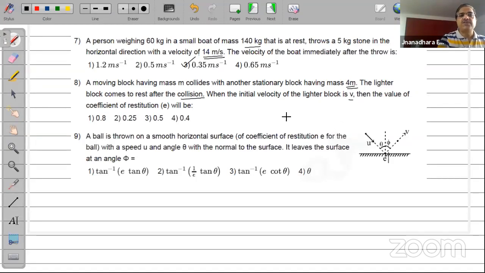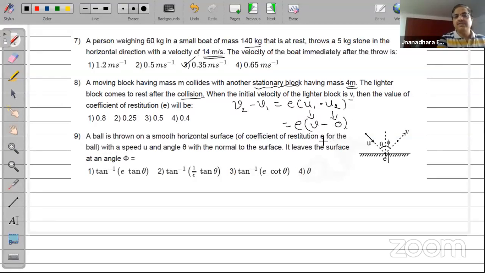Now, the coefficient of restitution comes in your idea of V2 minus V1 is equal to E times (U1 minus U2), isn't it? The first body, which has a mass m, is moving with a velocity v. The initial velocity is v. So U1 here will be equal to v. Initially, the second body is stationary, so U2 will be equal to 0. So hence I get this to be E times (v minus 0).